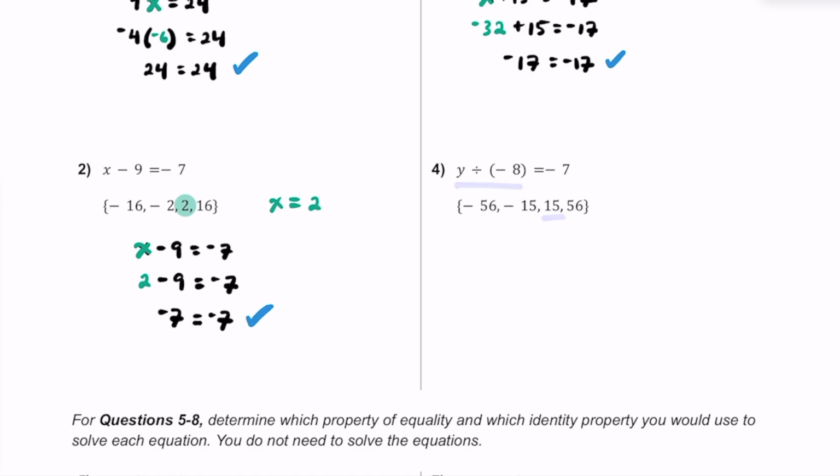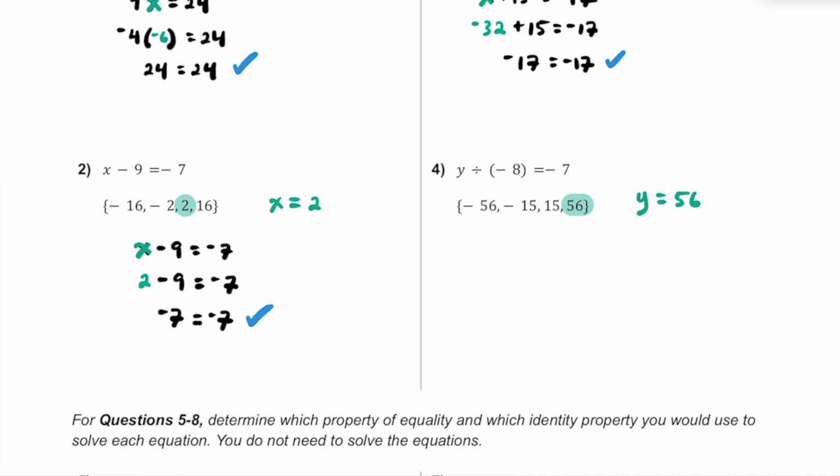That's just going to be the opposite. And then 56 divided by -8 is -7. So I think that makes sense here. So I'm going to go ahead and say that 56 is going to be our solution. And we'll say here that y is going to equal 56.